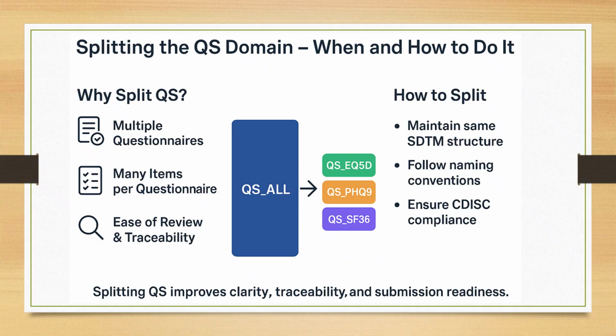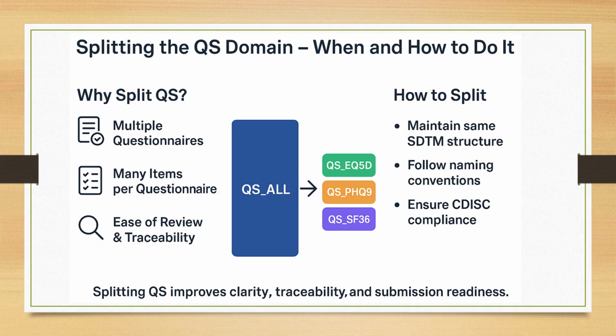Now let's talk about an important practical aspect. What to do when your QS dataset becomes too large for submission. In many studies, the QS domain can grow very big because each subject has multiple questionnaires like EQ5D, SF36, HADS, and each of these questionnaires contains many questions collected across multiple visits. As a result, the dataset can easily cross the FDA maximum allowed limit of 5 GB. According to the FDA Technical Conformance Guide, any dataset which is larger than 5 GB in uncompressed form must be split into smaller files before submission.